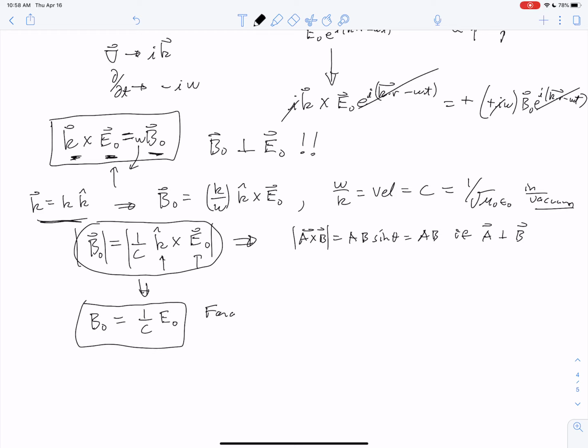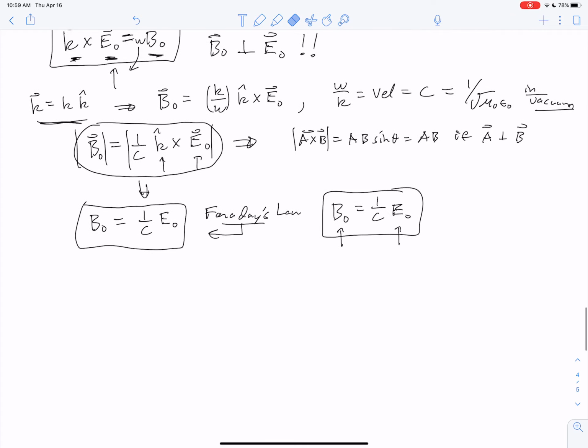That's where this came from. We plugged the E and B waves into Faraday's law, and so we see that Faraday's law, the Maxwell equation, tells us that there's this very simple relationship between B naught and E naught. So we see that the B field can be written in terms of the E field. There's this important relationship between them. So these are constraints. Not only is the B field part perpendicular to the E field part in a plane wave, but we also have an important relationship between the magnitudes of these two quantities.